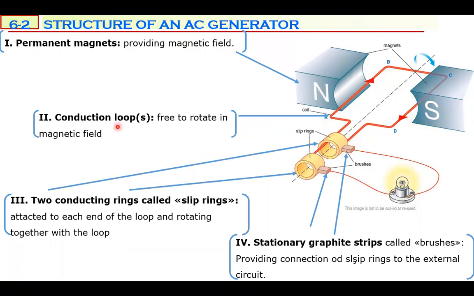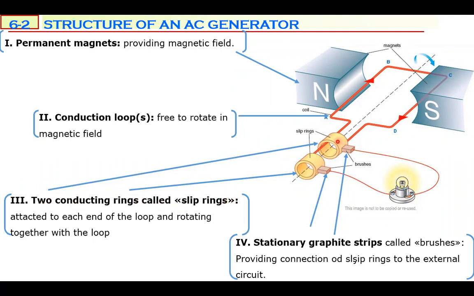And a conduction loop. So we need a loop or more than one loop, which is free to rotate in the magnetic field. Remember, we are going to change the orientation of the loop with respect to the magnetic field and induce an EMF. The third one is two conducting rings called slip rings.